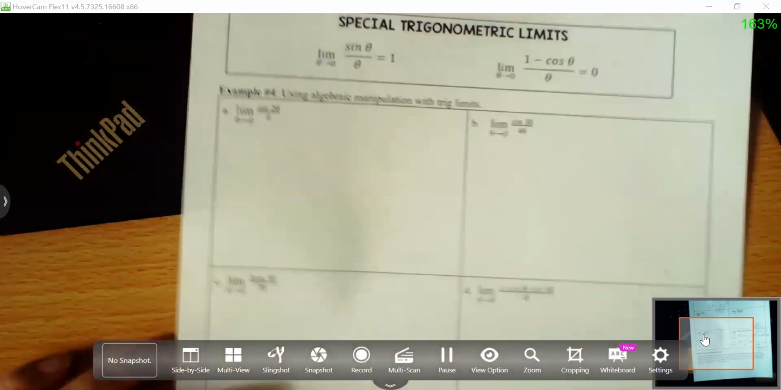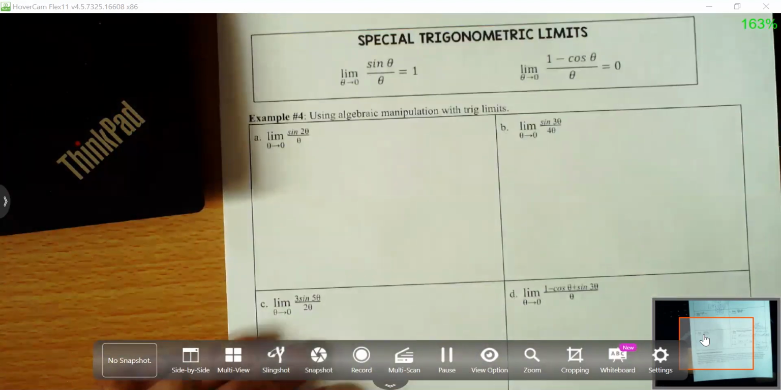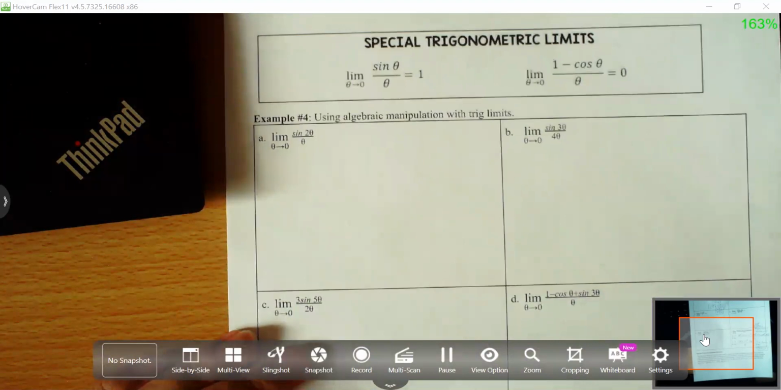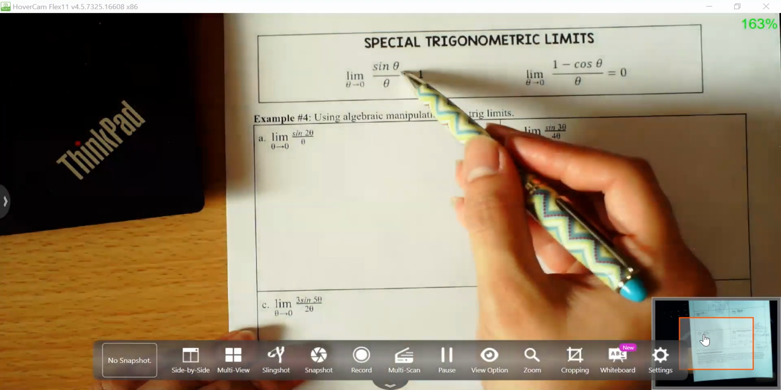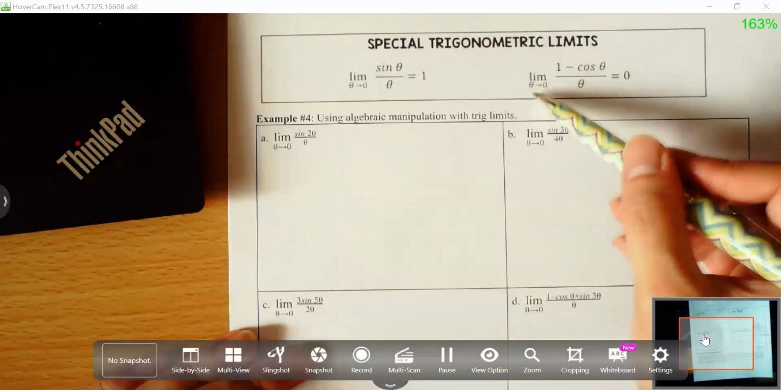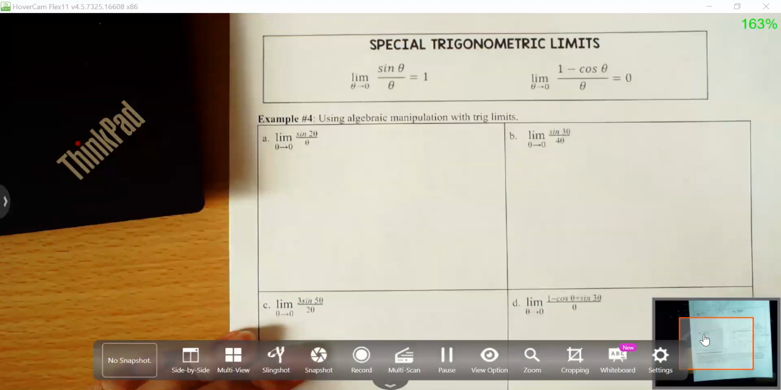Okay, so special trig limits. There are 2 trig limits that are known. So the limit as theta approaches 0 of sine theta over theta is equal to 1. And the limit as theta approaches 0 of 1 minus cosine theta over theta is equal to 0. Okay, so what we're going to do is look at a couple of limits and see if we can use these properties to help us.